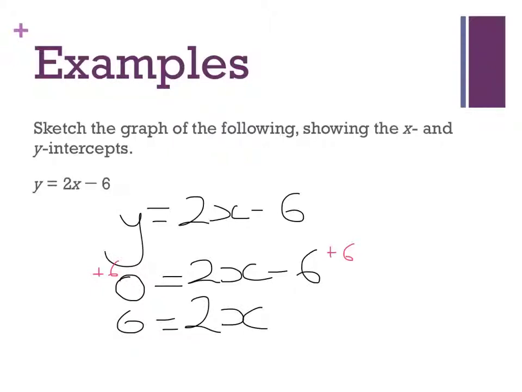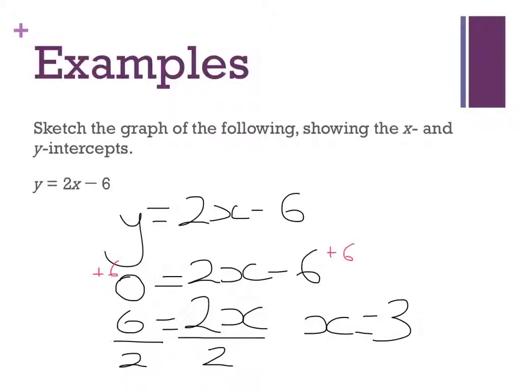6 equals 2x. So in order to work out what x is by itself, I divide that side by 2, I divide that side by 2, and x equals 6 divided by 2, 3. So I have a y-intercept of negative 6 and an x-intercept of 3.